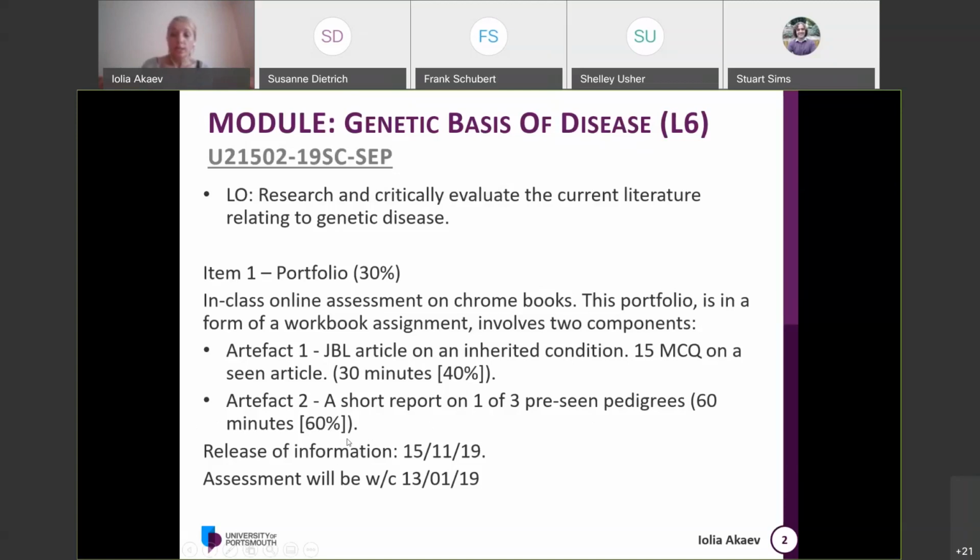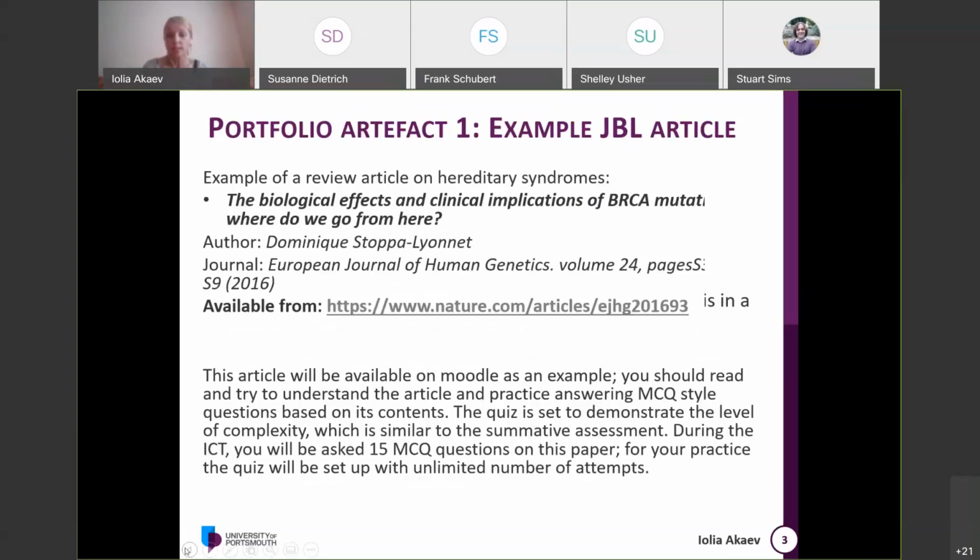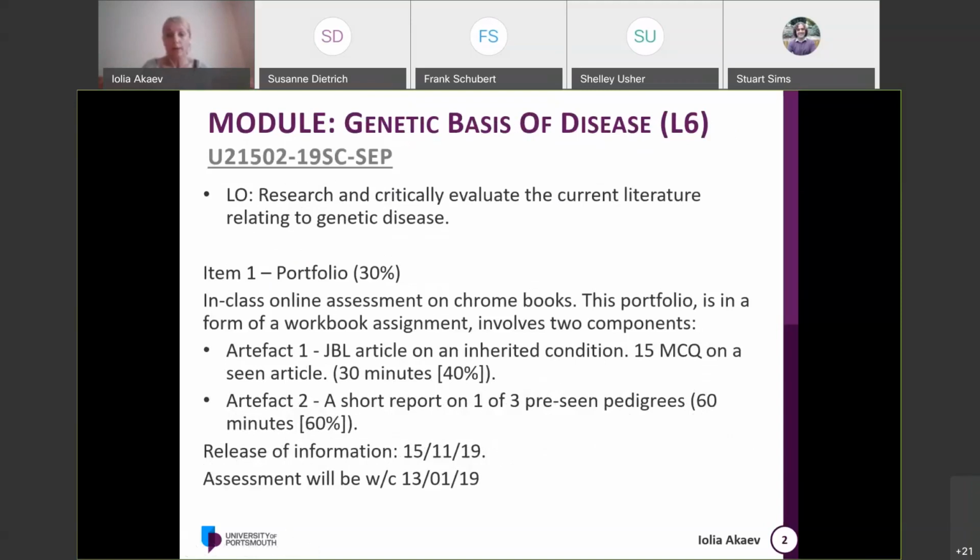And the difference from an examination was that the students had seen everything in advance. They had the journal-based learning article released to them earlier, in November. It was available on Moodle, and they could go on the link and then read the article or download it straight away. And also the pedigrees, which were genetic-based and inherited diseases, were pre-seen, so they were released, but the questions related to those were not released. Artifact 2 included short essay questions, which I'm not going to focus on now. I will only focus on artifact 1, which is the MCQs.